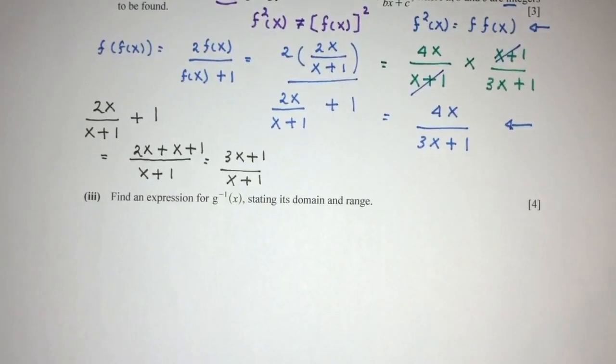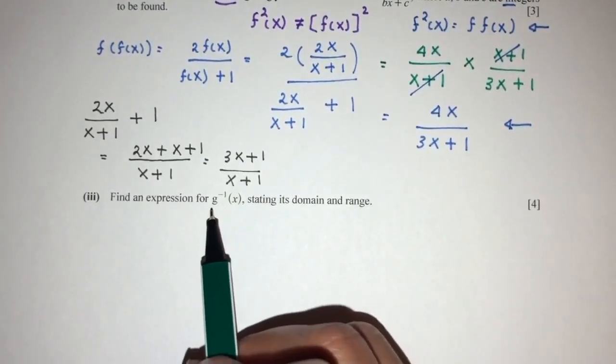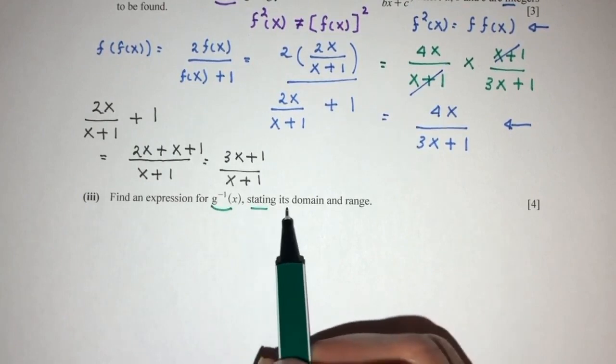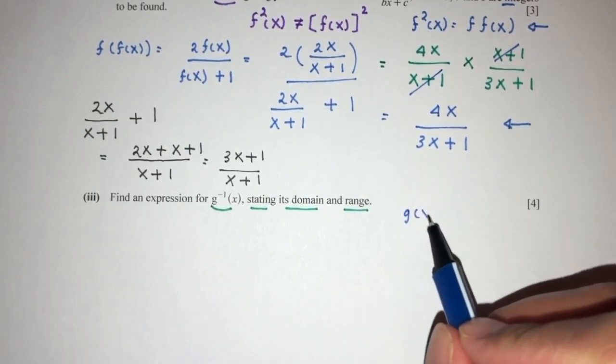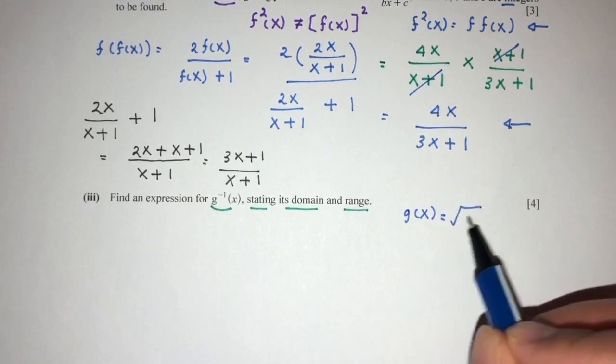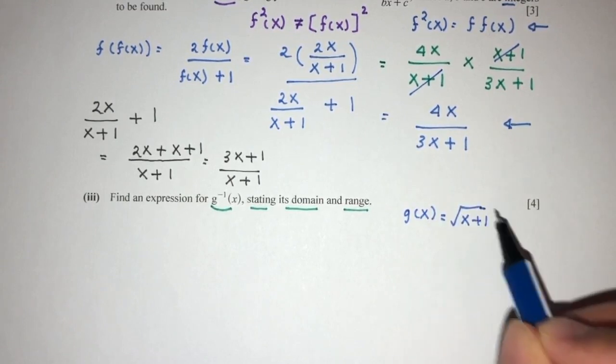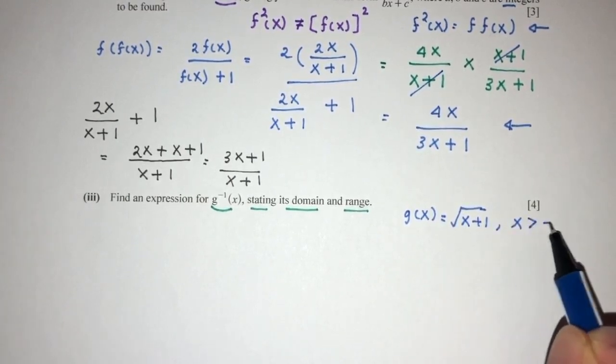Now for part 3, we have to find g inverse of x, stating its domain and range. Okay, so step by step, we know from the question that g of x is given to us by root x plus 1, where x has to be more than minus 1.